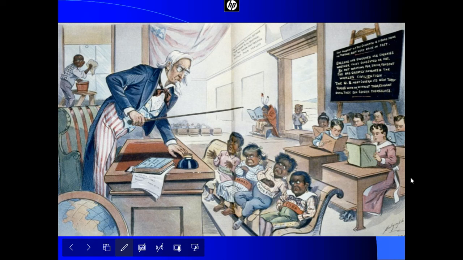Now, this cartoonist is actually making fun of these ideas and showing how it's wrong. And we're going to look at this later because there are a million elements to this that make it so interesting. But this is a good way of showing how some people were thinking. They were thinking it was the duty of these more powerful, more civilized countries to go into these areas and teach these people a better way to live.